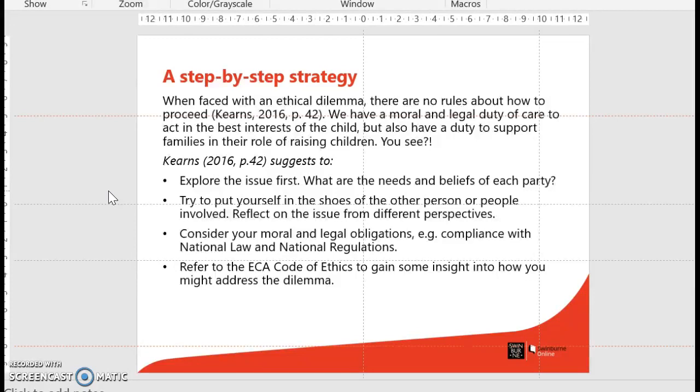So an important document for this assignment is the ECA Code of Ethics, and I've put a link to that there in the discussion board in week 5, weekly activities, so make sure to have a look at that.